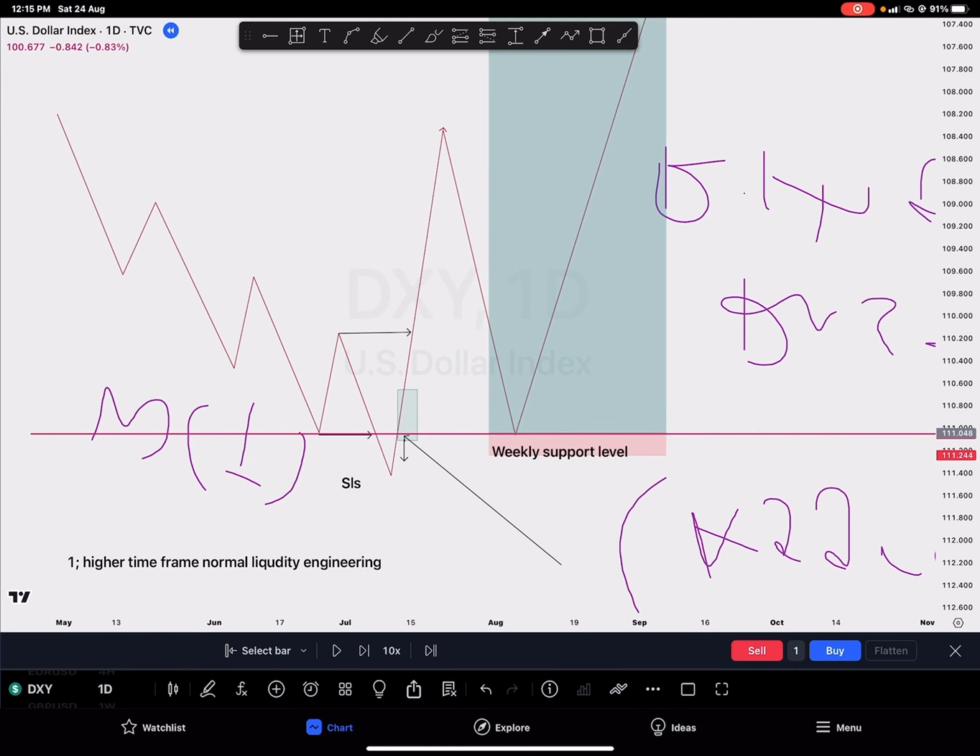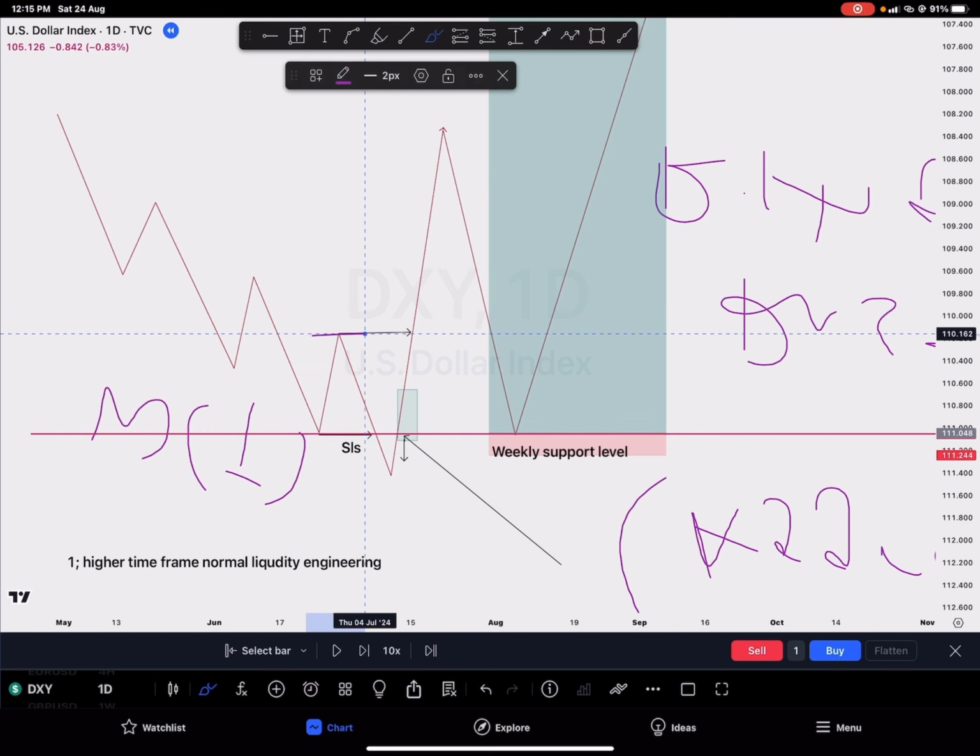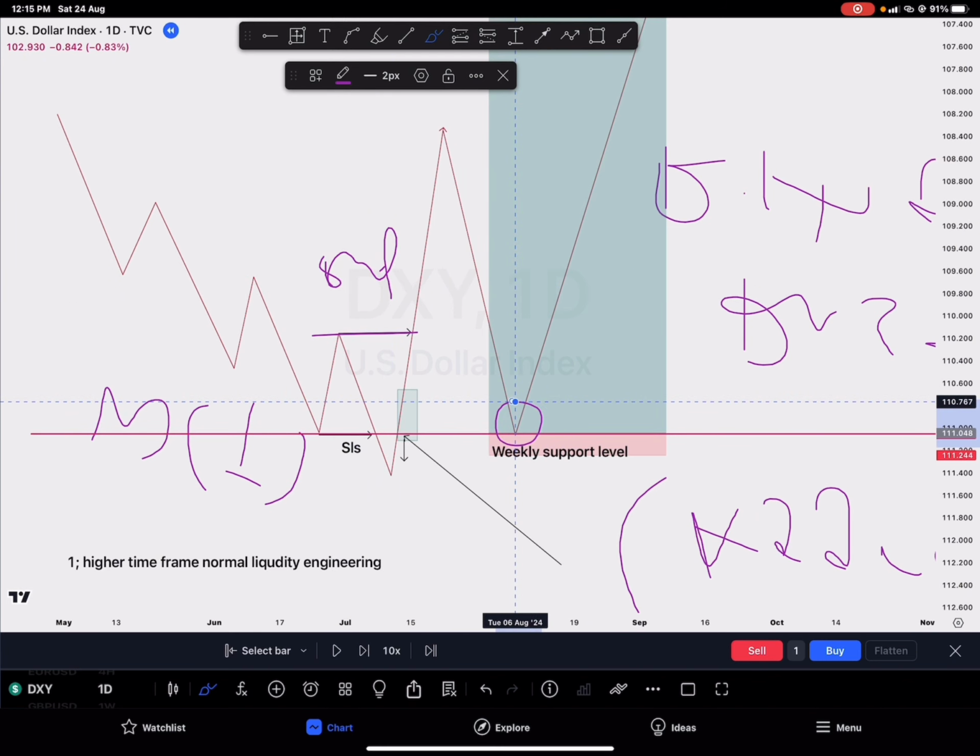We wait for price to take out the stop losses, the SLs, of those sellers. So price goes down, then comes to close above and performs a shift point. So we know that price is going to come and retest this weekly support level, so we're going to enter the buys aggressively.